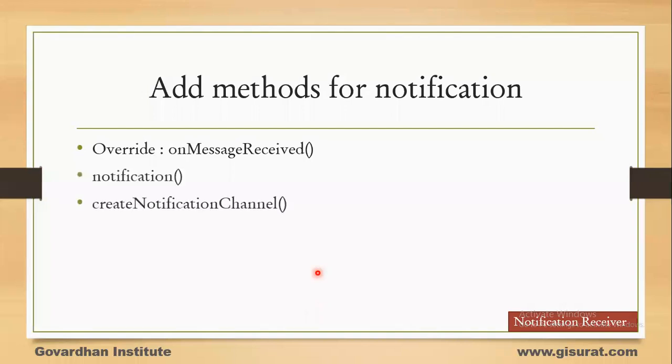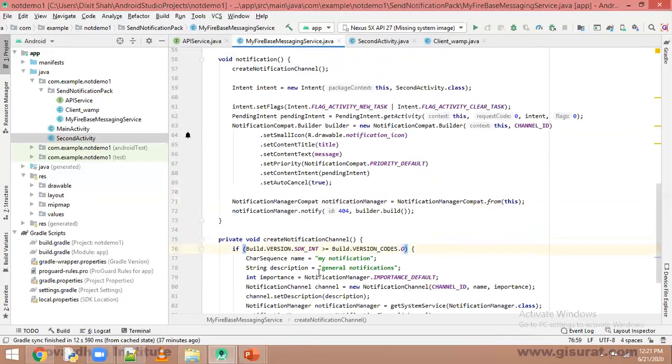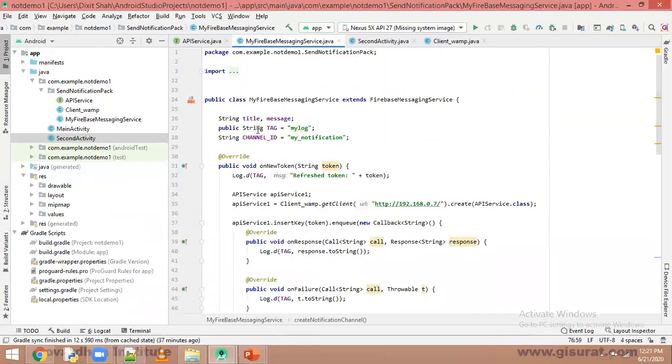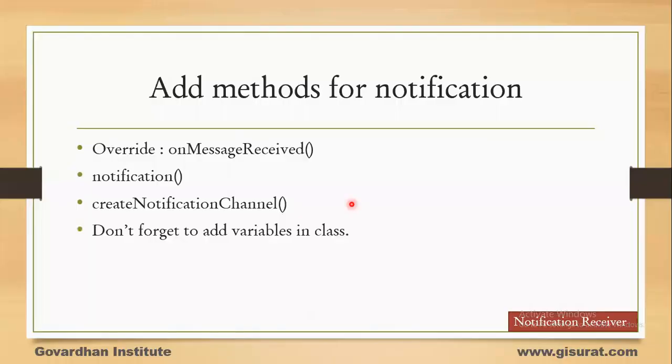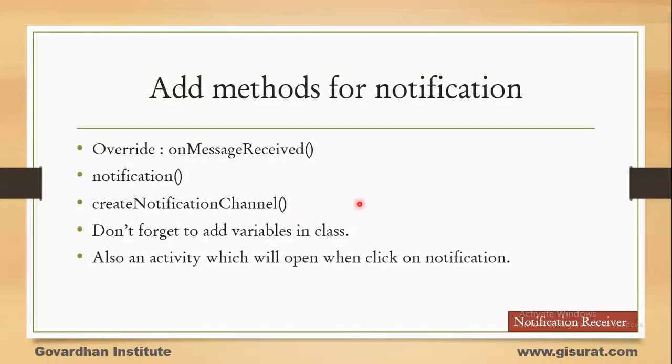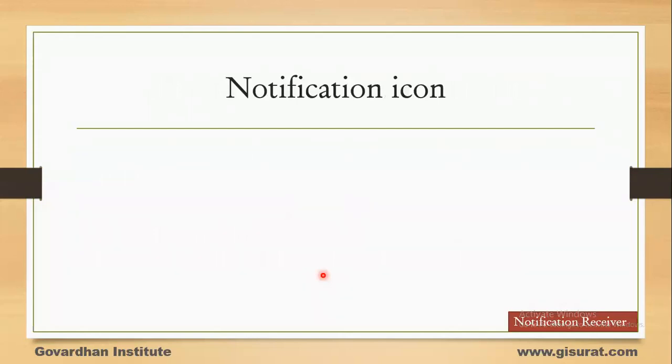So I just added all these functions. Now just add some required variables which I already used. I already explained this. Now that's it, our application is almost done. And this is for the second activity: whenever you click on your notification, what you want to do. Guys, I already explained how to add the notification icon also.